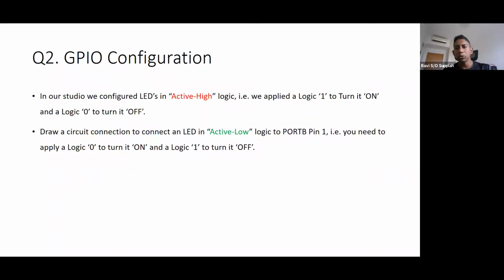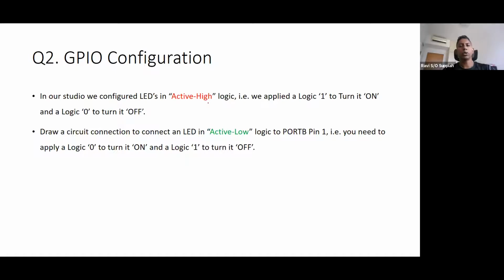In question 2, we are going to look at the active logic of a particular peripheral. This applies to switches, LEDs, and so on. What is active logic? Active logic basically means that in the case of input, what is the logic I will read when that input is activated? In the case of output, what is the logic that I need to provide in order to activate that particular output device?